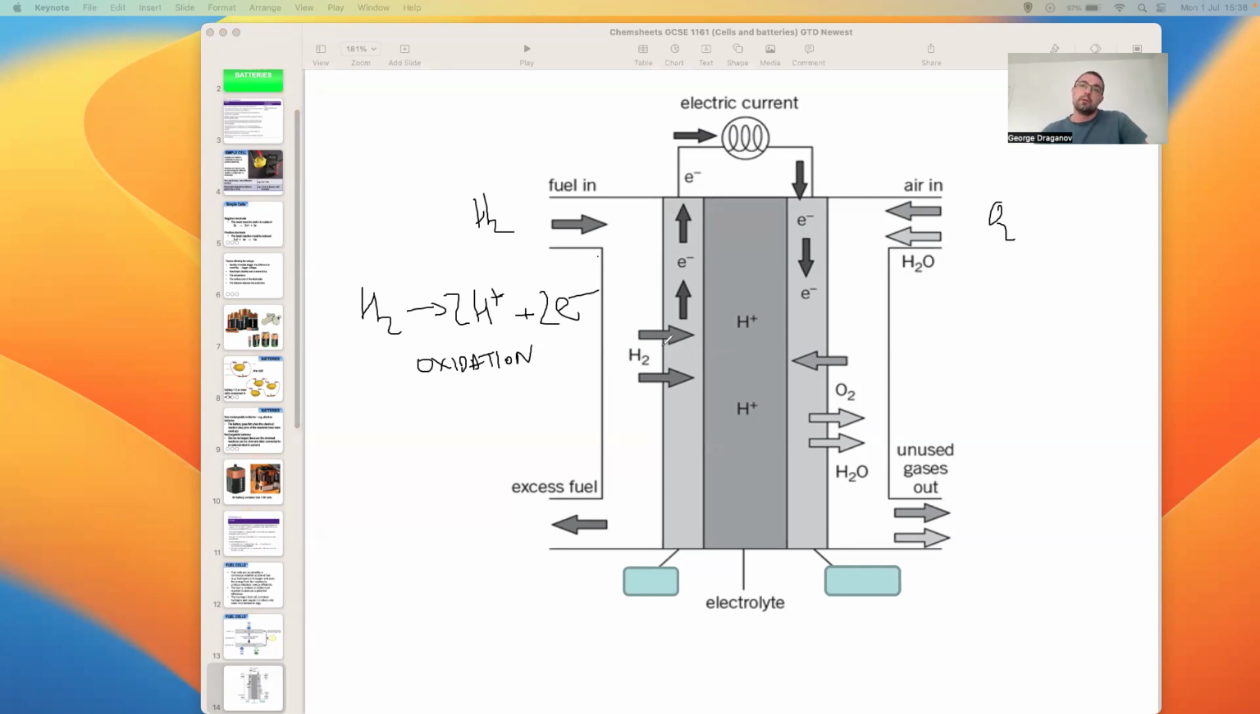When this breaks down into H+, the H+ can go through this semi-permeable membrane and across the electrolyte, but the H2 is not allowed to go through this surface. That is key. The electron will go through the wire up and across to here. So this was the negative electrode.